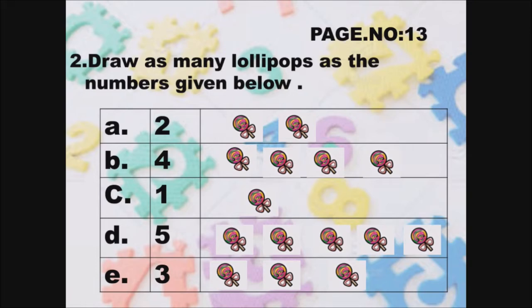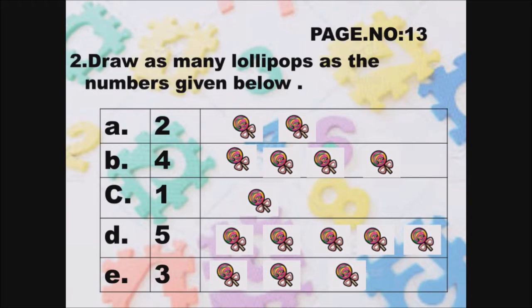Now, let us see the numbers and count the lollipops according to the number which is given. See the first one. The number is 2. So, we can count the lollipops. 1, 2. Next one. The number is 4. So, we have to draw 4 lollipops. 1, 2, 3, 4. So, we have drawn 4 lollipops.